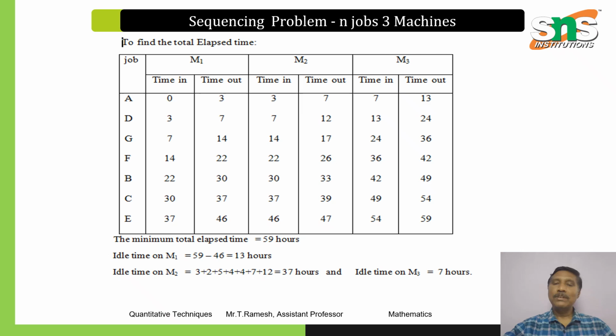Now, what is the idle time of machine 3? Machine 3 starts its initial work after 7 hours, and then it is continuously running. Therefore, the idle time of machine 3 is 7 hours. So this is how to calculate the sequence of each job, and how to find the total elapsed time and idle time of all the machines.